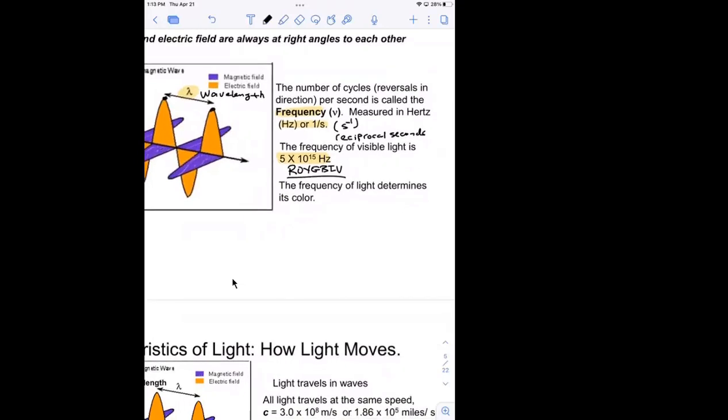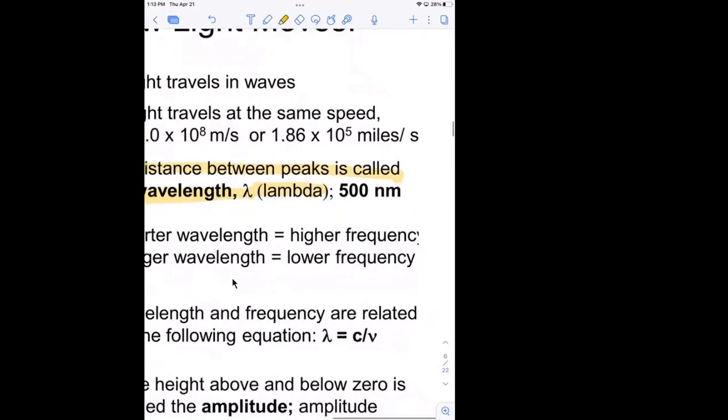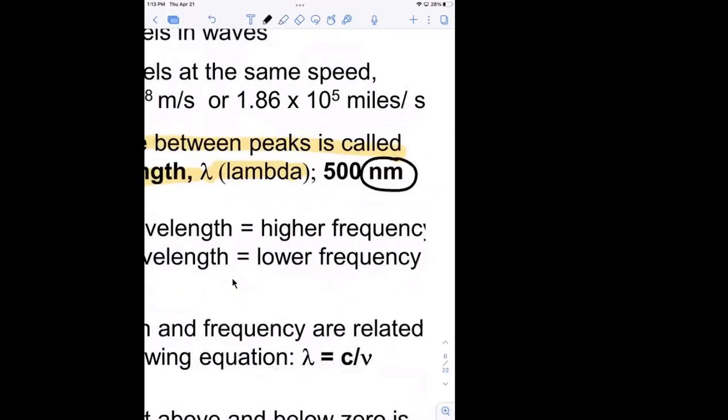wave passes a point. And then the other part is the wavelength, which was discussed on this slide right here. It's the distance, and I'll highlight it again. You can see that wavelength. It's the distance between peaks, and is described by the Greek lowercase letter lambda, and it's measured in nanometers.